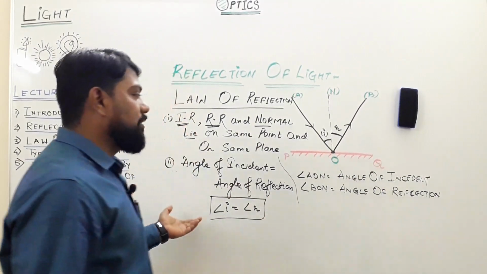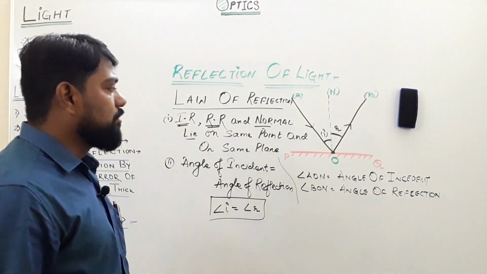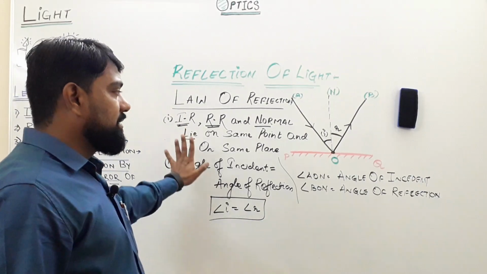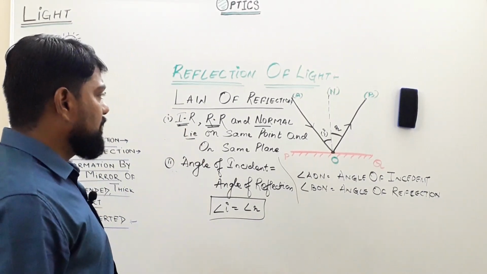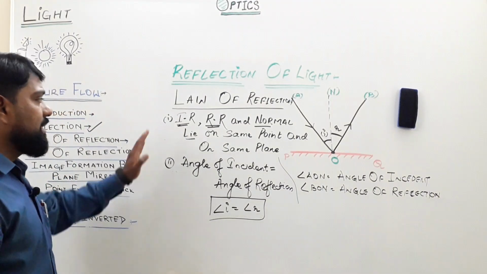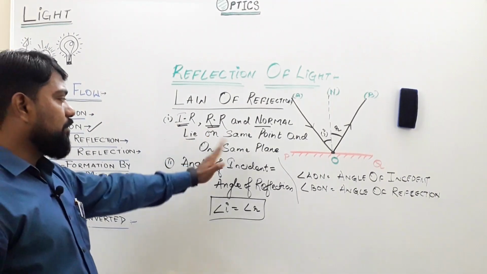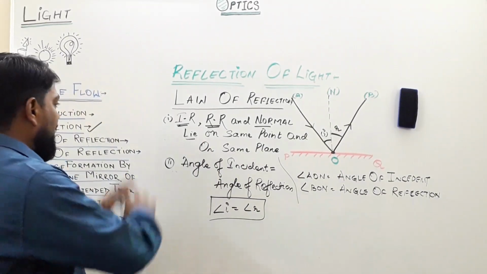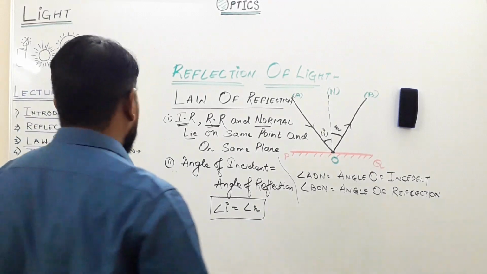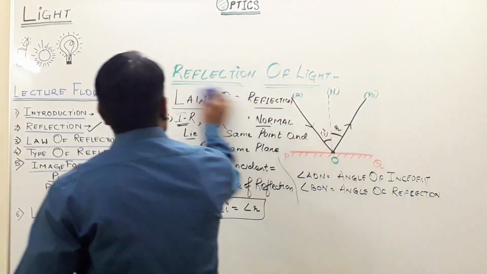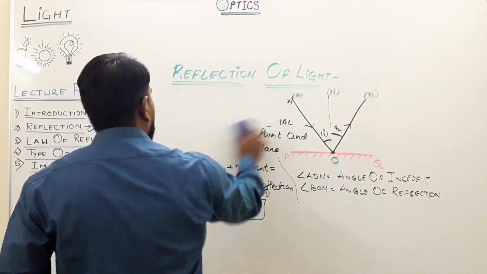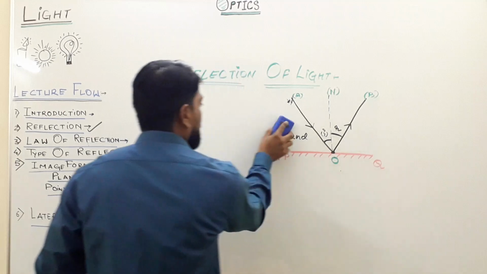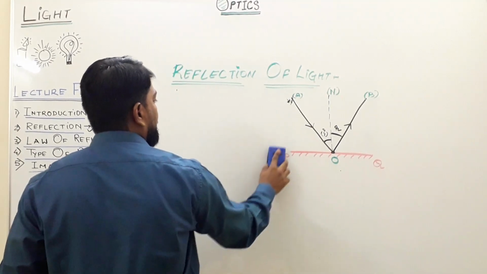It's very easy, and I hope that you have studied it earlier also, but you must remember it because we have these things in this chapter. So the law of reflection is now okay to all of you. Incident ray, reflected ray, and normal lie on the same point and on the same plane. Angle of incidence is equal to angle of reflection. Now, after discussing these things, I will make you know about types of reflection. The third topic in our lecture flow is types of reflection.